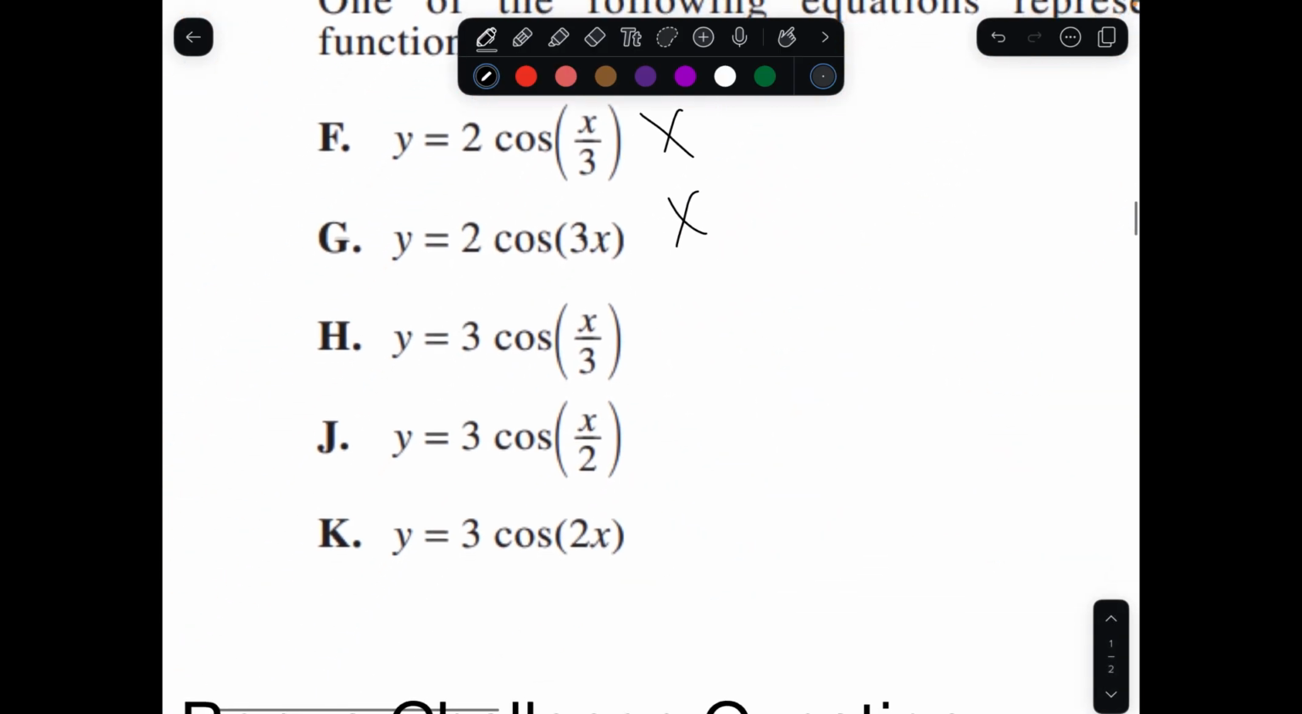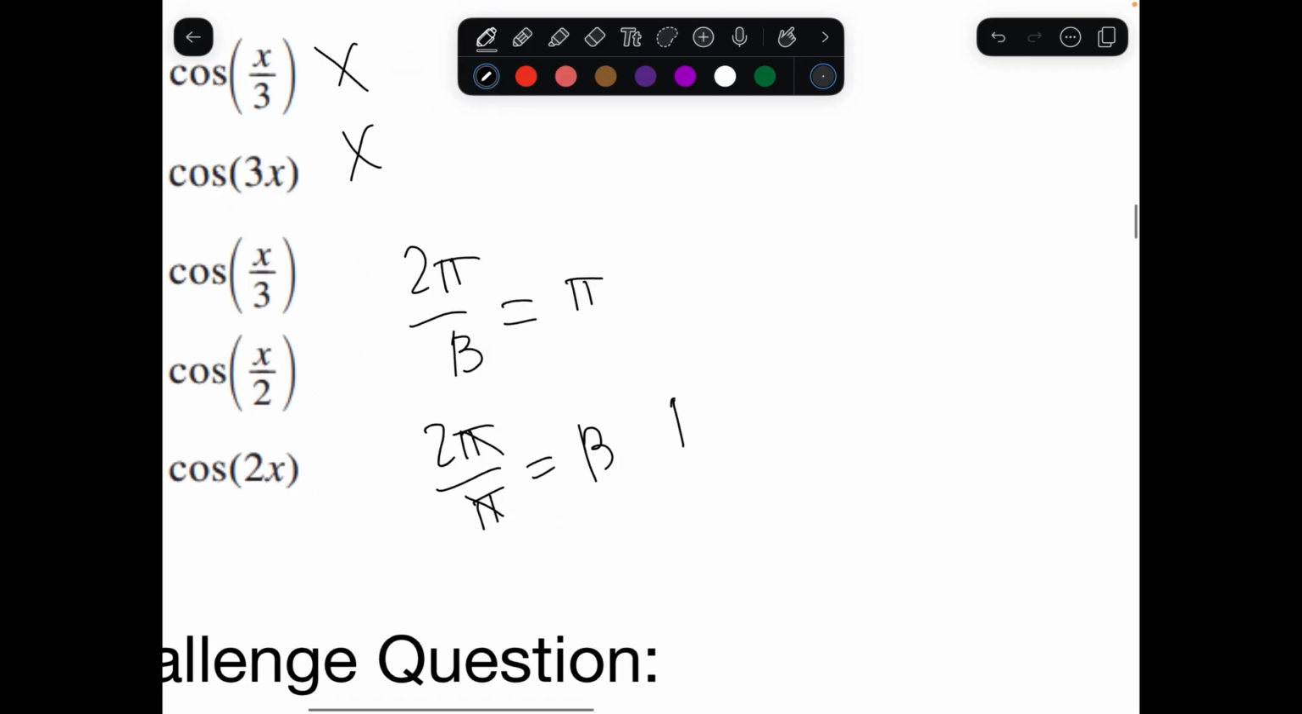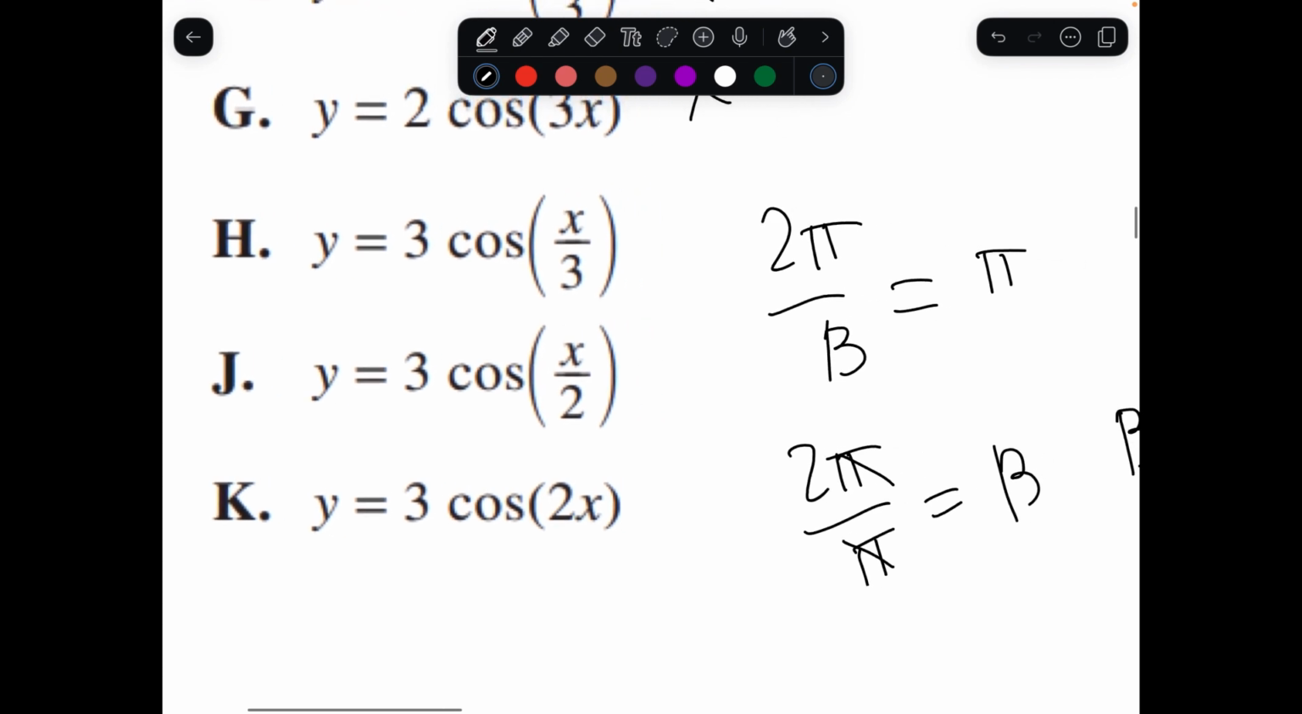And to find the period from an equation, we need to know the formula 2 pi over b, which gets you the period, and our period is pi. So if we solve for b, we get b to be 2, as the pi's cancel out. And if we look here, b is just the number next to x.